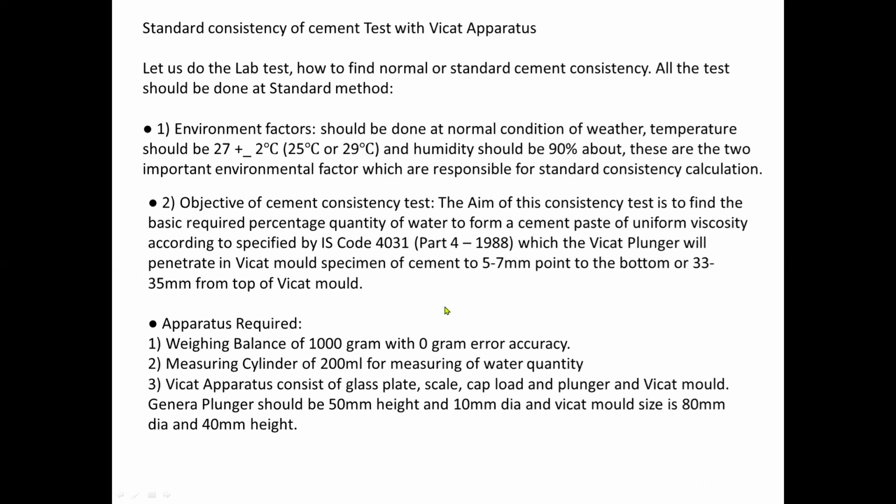Then we also have to consider the apparatus required, which is the following. A weighing balance with a capacity of 1 kilogram or 1,000 grams with 0 gram error accuracy. A measuring cylinder of 200 milliliters for measuring the water quantity. The Vicat apparatus consists of a glass plate, the scale, the cup load, and plunger, and Vicat mold. The plunger should be 50 millimeters in height and 10 millimeters in diameter, and the Vicat mold size is 80 millimeters in diameter and 40 millimeters in height.